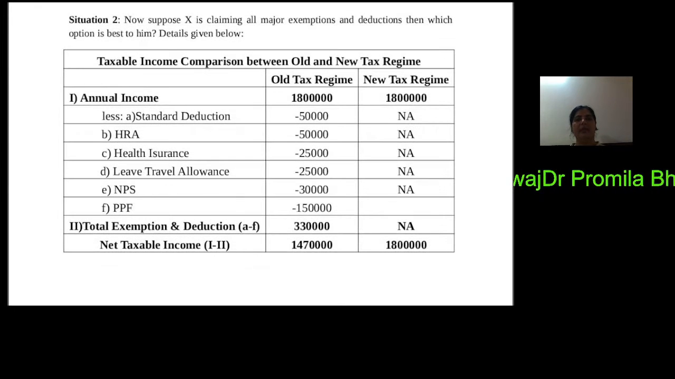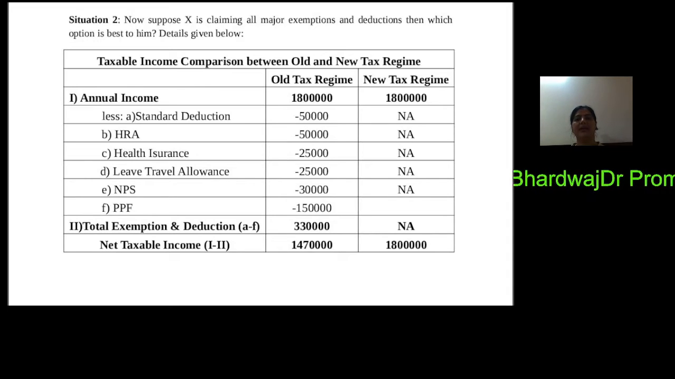Now take another example, where X is claiming all the major exemptions and deductions. We are taking the same example as the previous one. X is an employee in a financial institution and his annual income now goes to 18 lakh, and he is availing all the major exemptions and deductions like HRA, health insurance, leave travel allowance, national pension system scheme or public provident fund. These deductions and exemptions are only available in the old tax regime, not in the new tax regime.